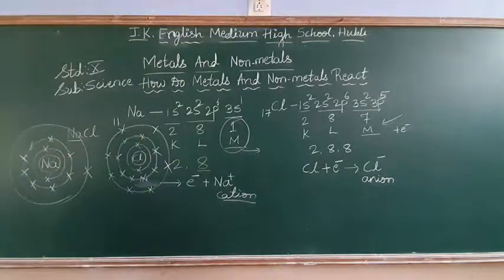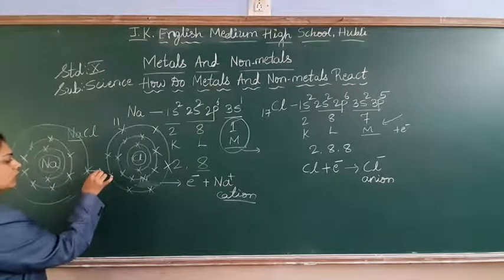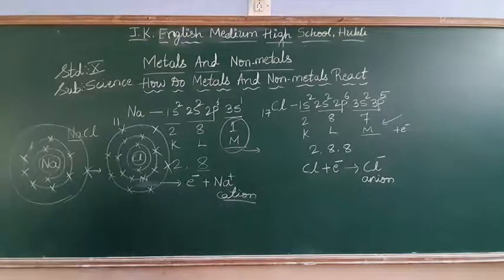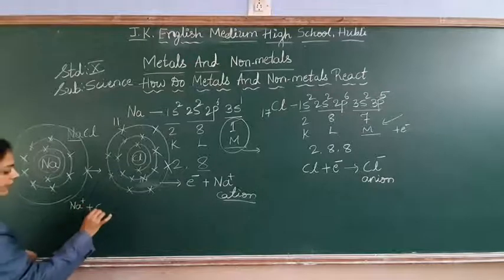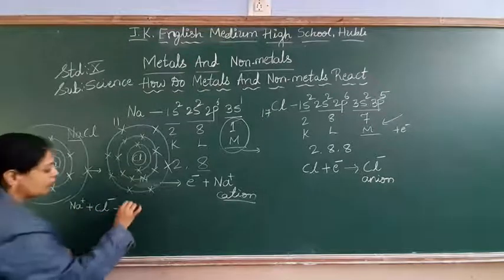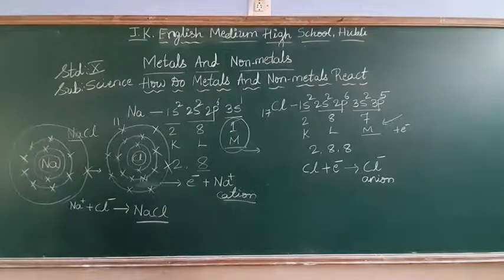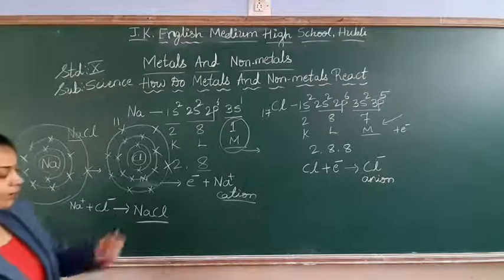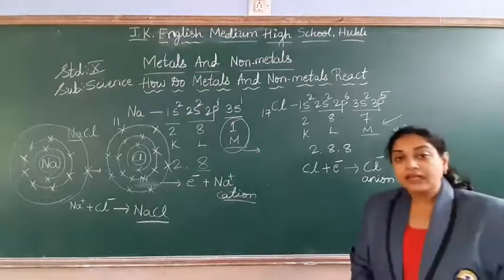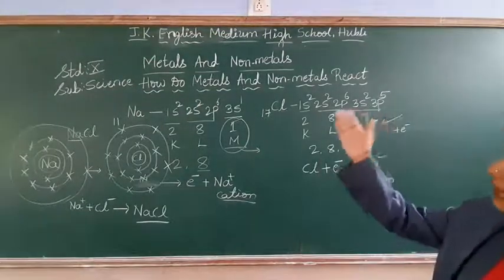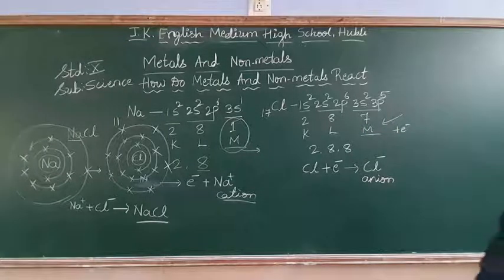Now what should happen? This has to give out 1 electron and this has to receive 1 electron. So sodium will give out 1 electron and chlorine will receive 1 electron to become the compound called NaCl. Right? So it has become one compound called NaCl. So this is the tendency of reaction of metals and the non-metals. Take down, students, we will discuss one more example.